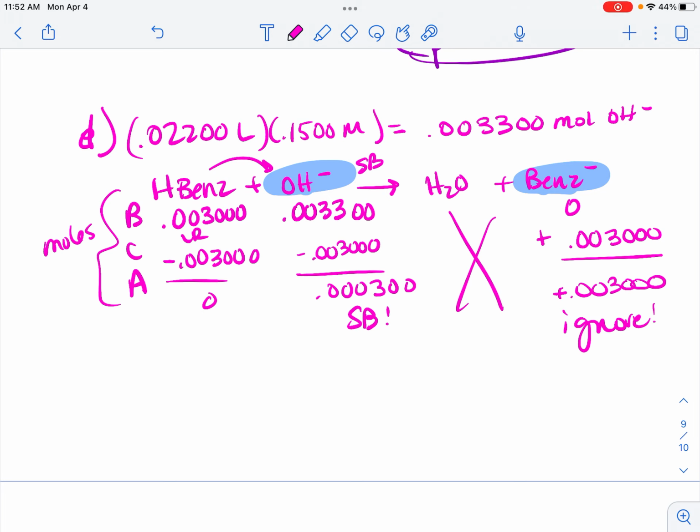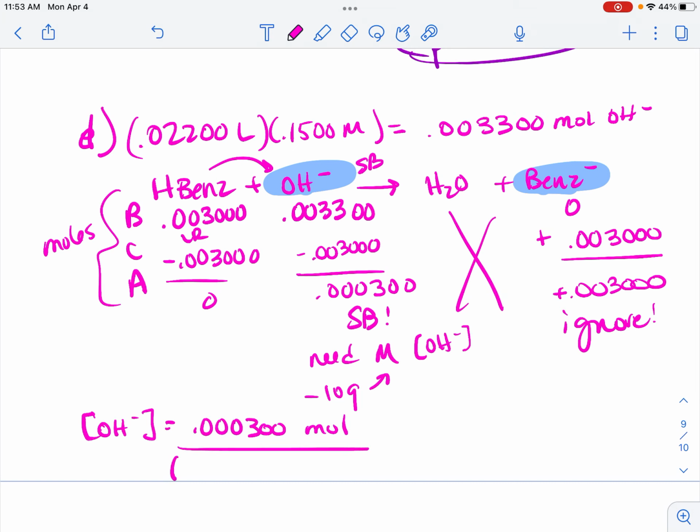So this means I have strong base left. So I need molarity then of the OH minus. And then I'm just going to do the negative log of that and subtract from 14. So molarity, OH minus concentration, will be 0.000300 moles divided by my new volume, which was the 30 milliliters initially in the flask, plus 22 more, so 0.02200 liters. And I find that the molarity of the OH minus is 0.0057692 molar.